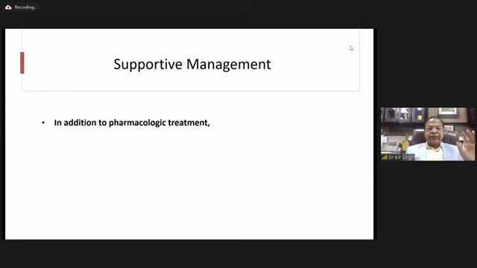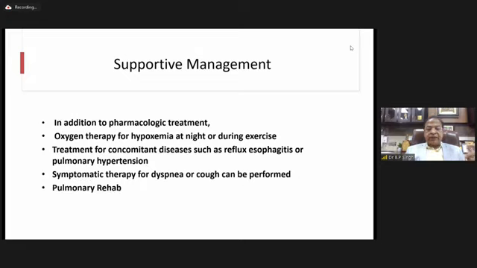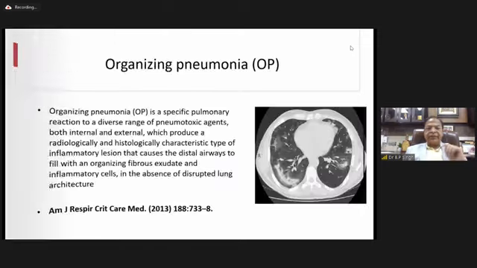So in the supportive management, as I have already mentioned, I will not go into the detail. It is oxygen therapy, treat the concomitant diseases like reflux esophagitis or pulmonary hypertension. Symptomatic therapy for dyspnea or cough can be performed. Pulmonary rehab is very important, and most of the time it is missed, but it should be incorporated in the treatment management very effectively. And the last, evaluate your patient for lung transplant if the disease is advancing in spite of all these measures of management.